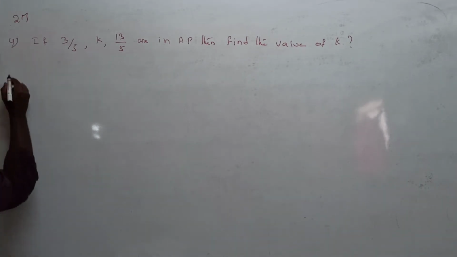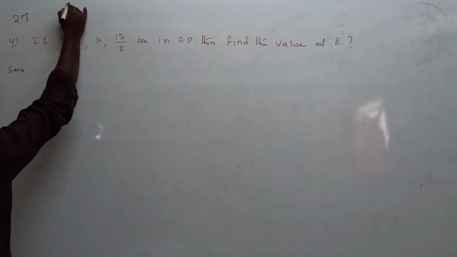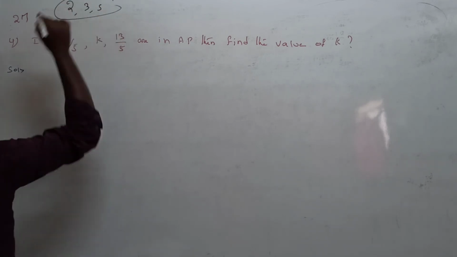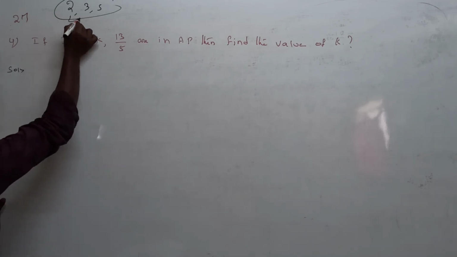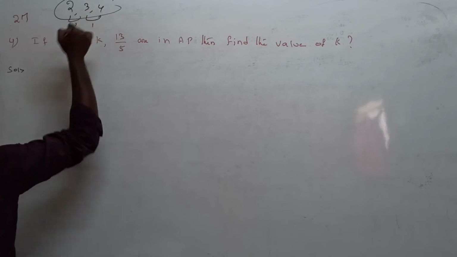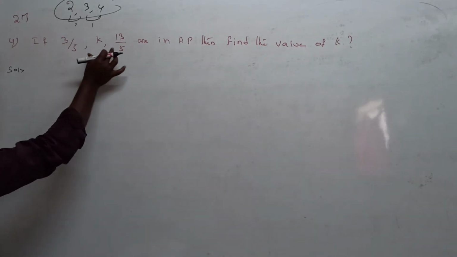First method: suppose 2, 3, 4. These three numbers are in arithmetic progression. What is the definition of arithmetic progression? The difference between any two terms is the same. What is this difference? 1. This is 4, so this difference is also 1. So 3 minus 2 is equal to 1, 4 minus 3 is equal to 1. The difference between any two terms is the same.